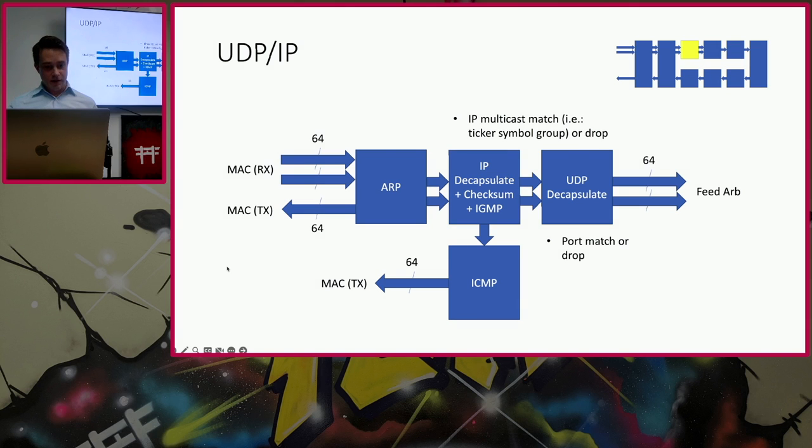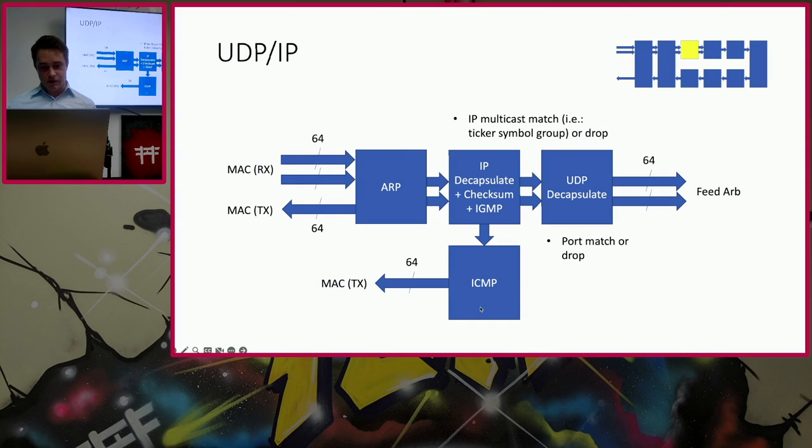So next is the UDP IP block. From the MAC, we get this data in. We may decide to have an ARP processor. We might cut that out for latency purposes, but if we need to have an ARP response, then we decapsulate the headers for IP. We grab an IP checksum, and then we compare to see, are we subscribing to the IP multicast group for this packet? An IP multicast group could be assigned for, typically you'll see it as a handful of ticker symbols, so maybe A through C ticker symbols, let's say. You'll configure this block to look for packets that match those ticker symbols. Anything that doesn't match, we just drop at this point.